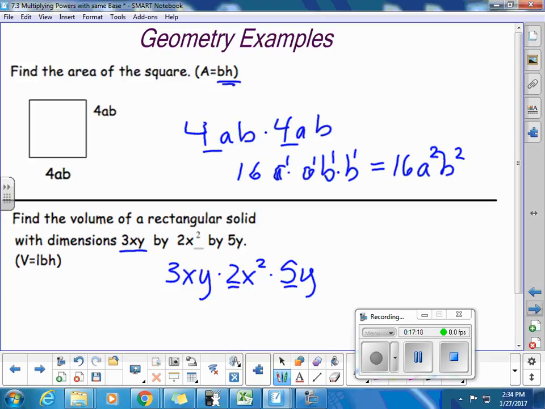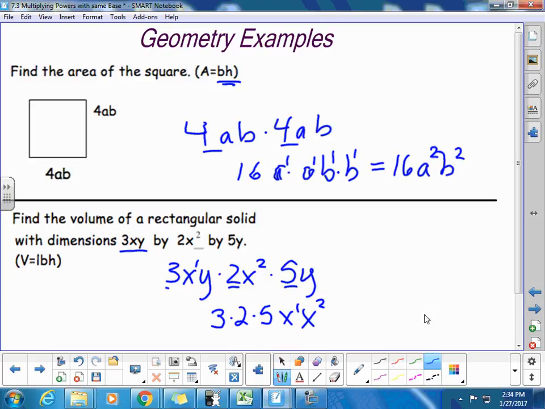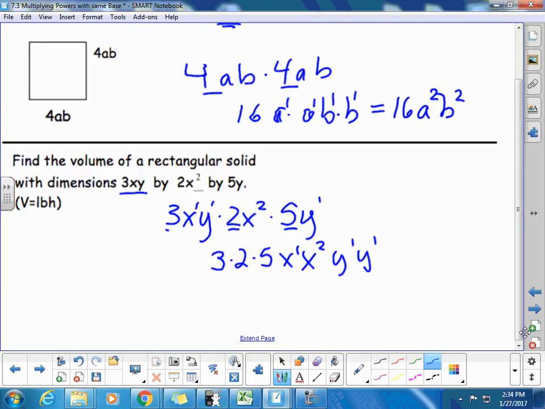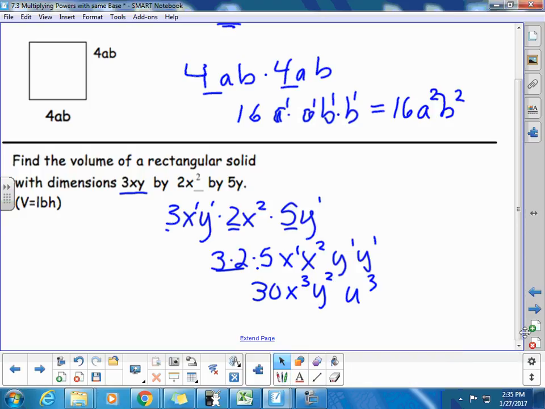Numbers times numbers. Line those up. 3 times 2 times 5. Let's look at our x's. I have x to the first, then x to the second. And let's look at our y's. I have y to the first and another y to the first. So 3 times 2 is 6 times 5, 30. X to the first times x to the second is x to the third. Y to the first times y to the first is y to the second. And it would be units cubed, actually, because it is a volume.